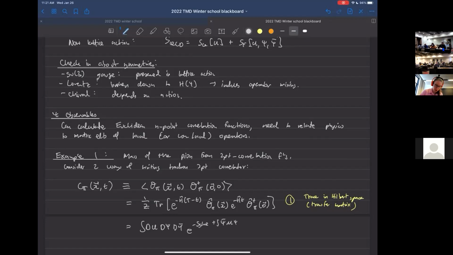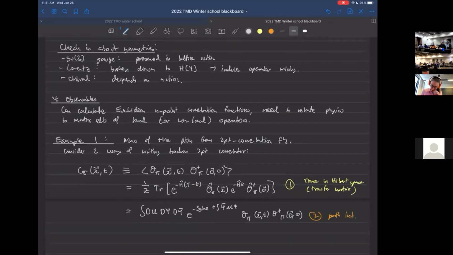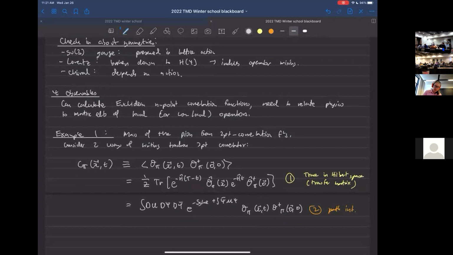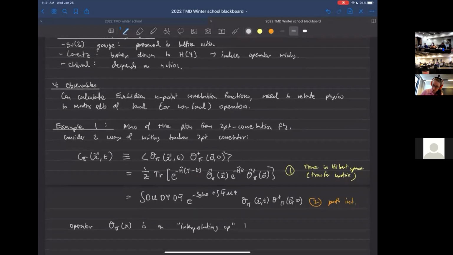So here, writing out our gauge action and our fermion action. So this is the path integral. Okay, so, right, and as I said, this operator O here, which I'm calling O pi, is what we call an interpolating operator. And all it is, is that it has the quantum numbers of the state of interest.